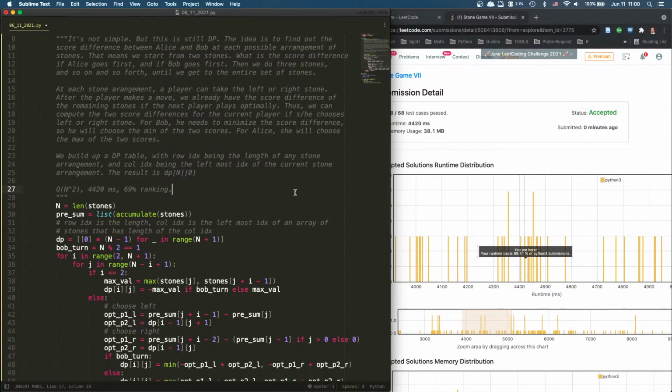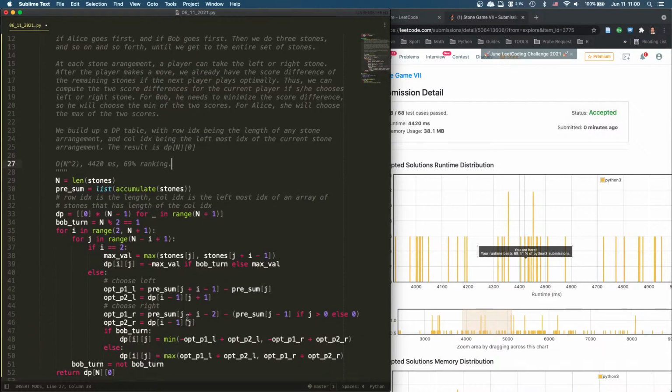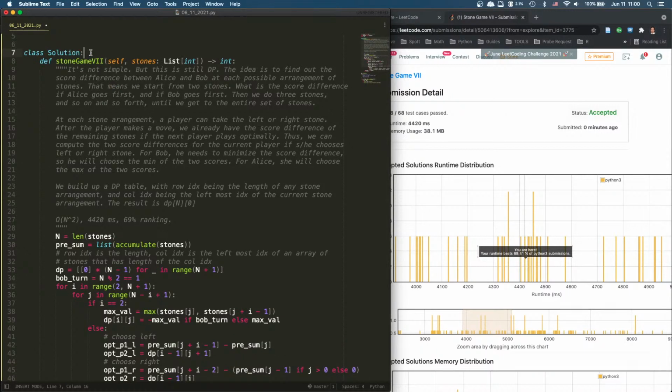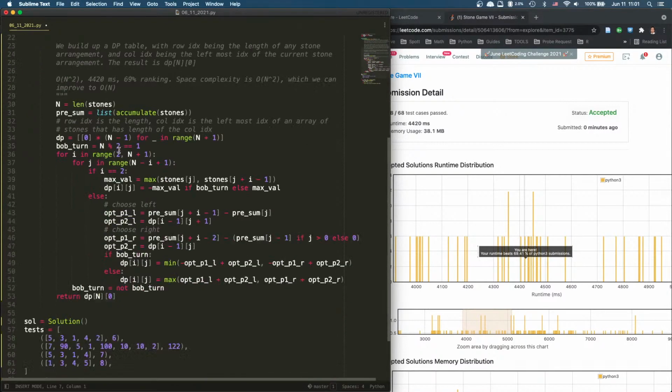I mean, I definitely see this one. We can optimize the space complexity to get to only 1, right? Because every time we only go 1 up. So let's try it. Solution 1, time complexity is O(n) squared, and space complexity is O(n) squared, which we can improve to O(n). Let's do that.